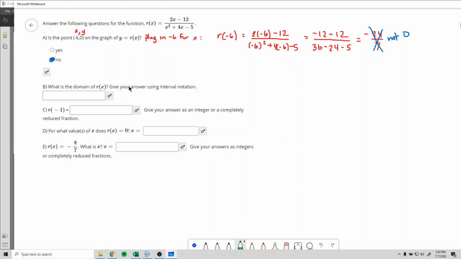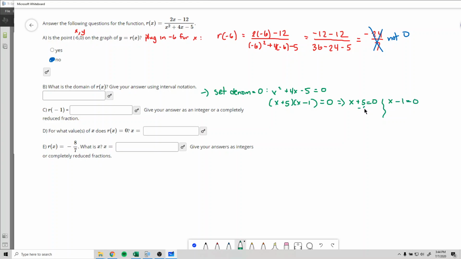Second part, what is the domain of r of x? You give your answer using interval notation. To figure out the domain, we see x in the denominator. We set the denominator equal to 0 and solve that. So we got x squared plus 4x minus 5 equals 0. Does that factor? It does. We got x plus 5 and x minus 1, two numbers that multiply to negative 5 and add to 4. And then we set each one equal to 0. We got x plus 5 equals 0, x minus 1 equals 0.